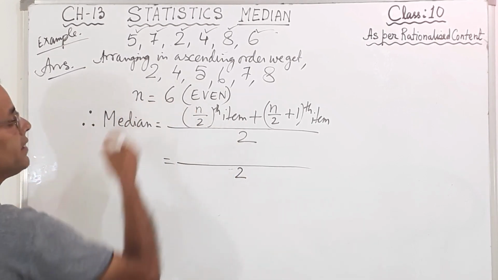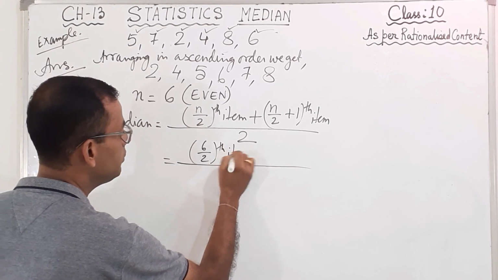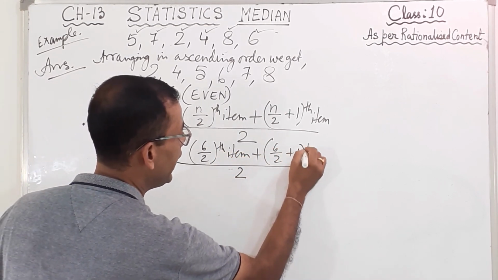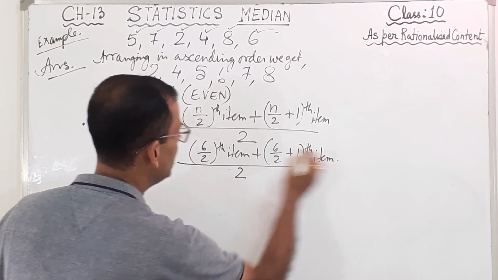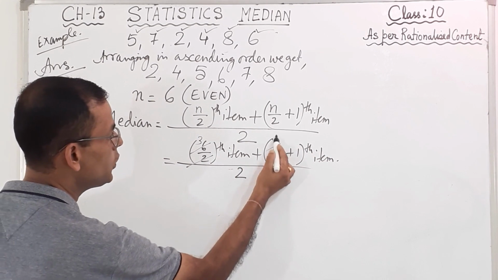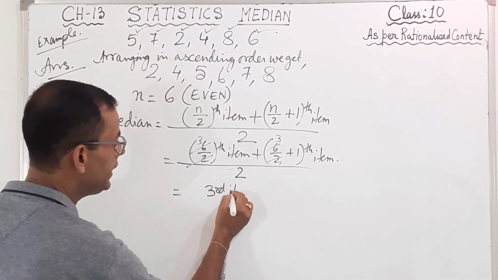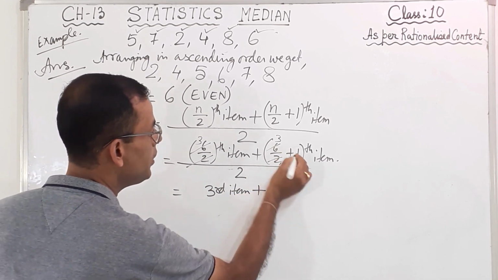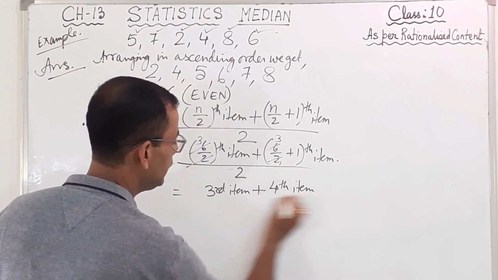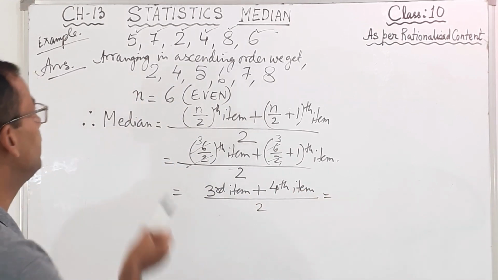अभी n क्या है? 6. So 6 by 2 th item plus again 6 by 2 plus 1 th item. नाउ इसको काटेंगे, 2 3 जा 6, अगेन 2 1 जा 2 3 जा. So what I got? Third item plus 3 plus 1, fourth item, divided by 2. Now see the third item.